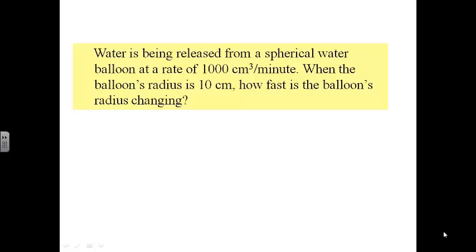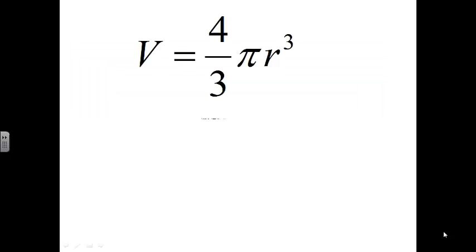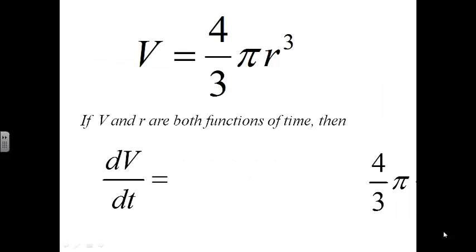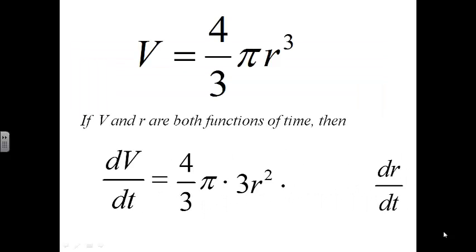I had another question. Suppose we have a spherical water balloon, and it's releasing water at a rate of 1,000 cubic centimeters per minute. When the balloon's radius is 10, how fast is it changing? To do this, we need to start off with our volume equation for a sphere. So the volume of a sphere is 4/3 pi r cubed. And we're going to take the derivative. The derivative of V is dV/dt, and 4/3 pi is a constant, so it just comes along. The derivative of r cubed is 3r squared times dr/dt.